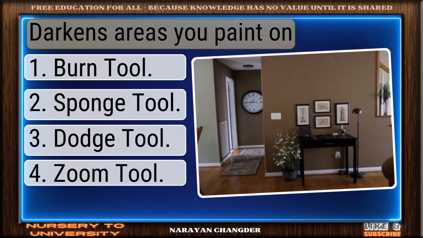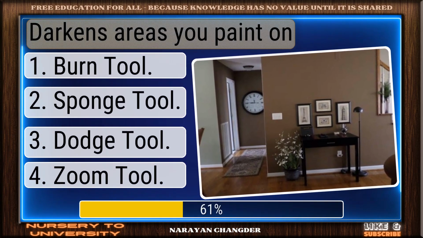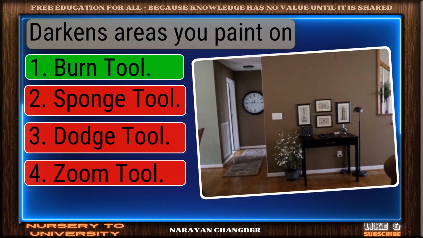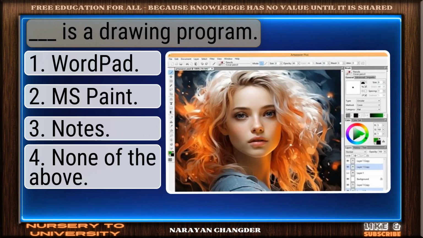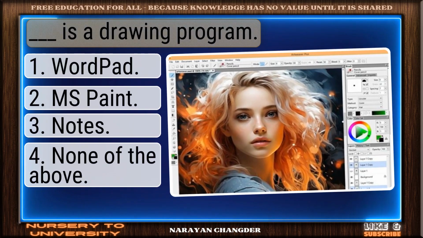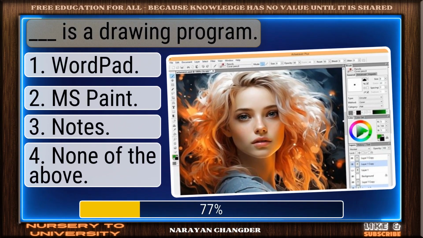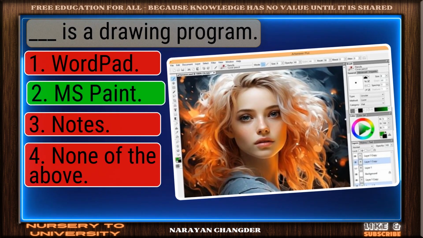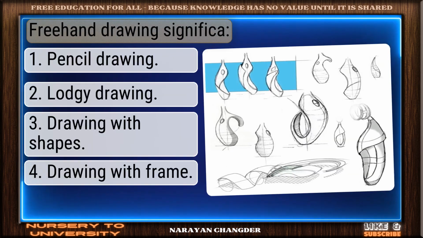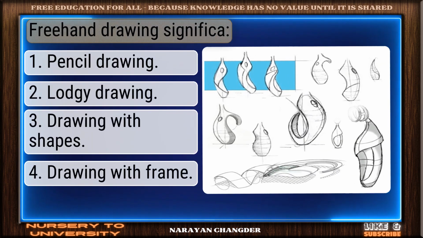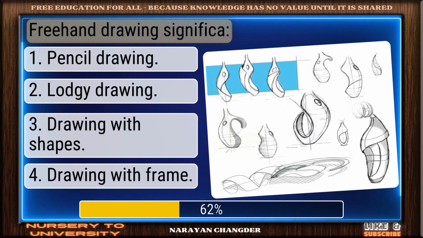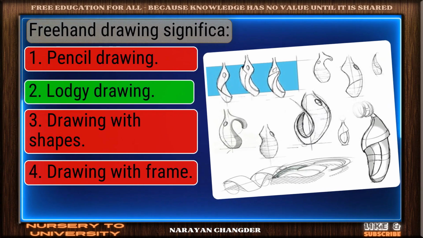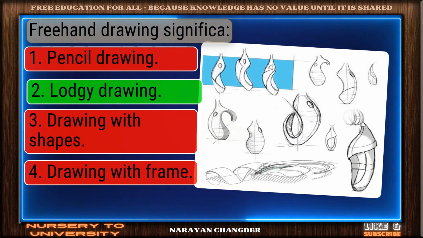Darkens areas you paint on. Valid point. Burn tool is true. Dash is a drawing program. You got it. MS Paint fits. Freehand drawing means. Nice work. Rough drawing fits perfectly.